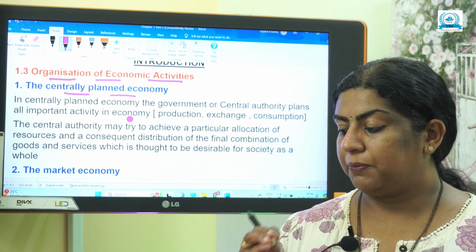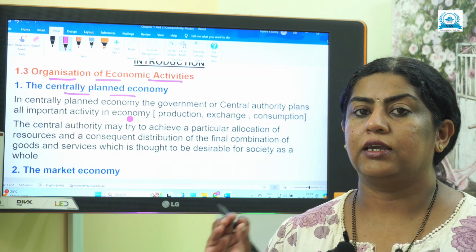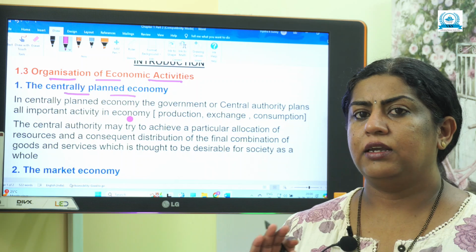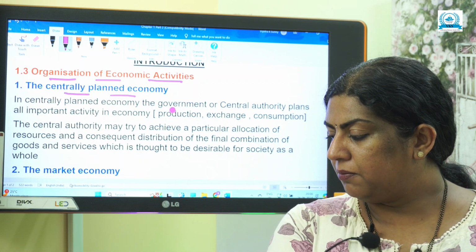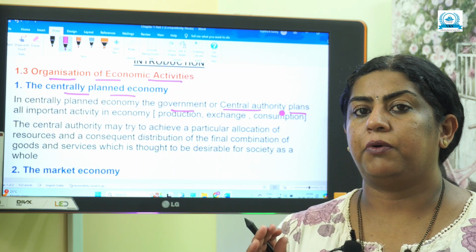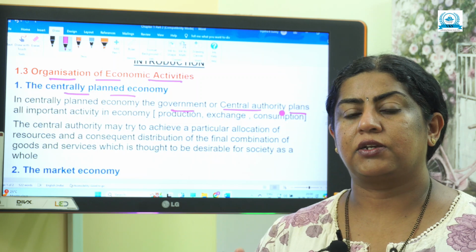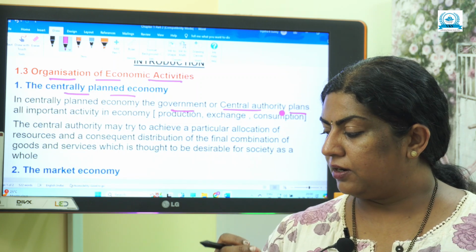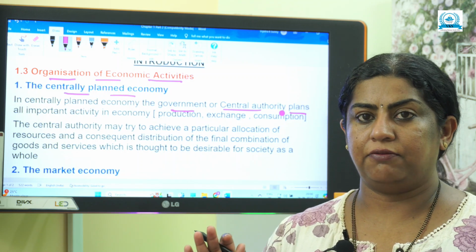In a centrally planned economy, the government or central authority plans all important activities in the economy. All important activities means production, exchange, consumption. About all these things, the central authority or the government plans everything.